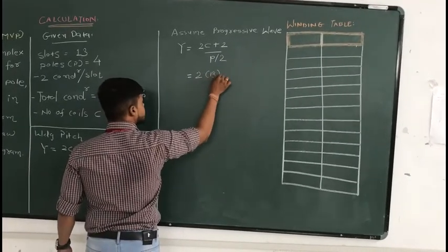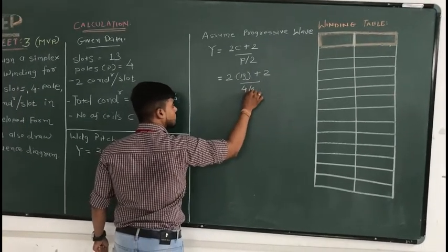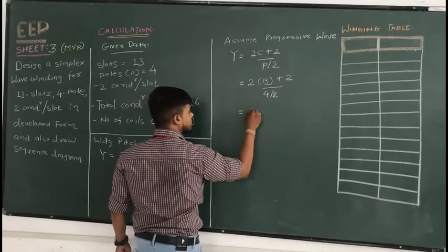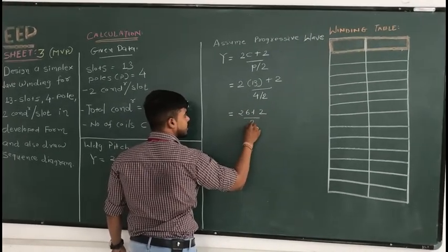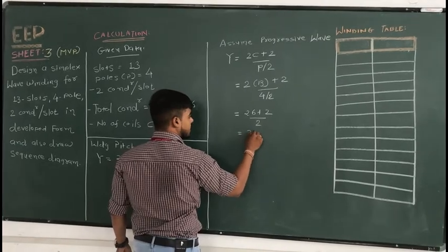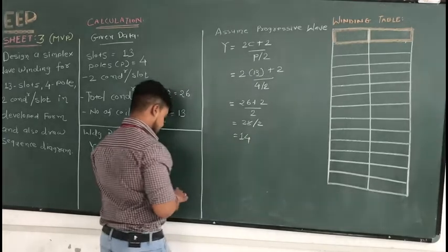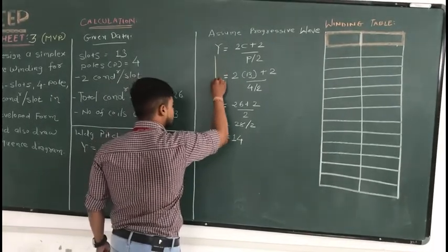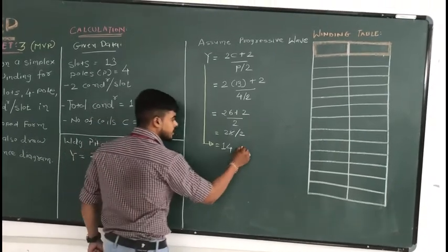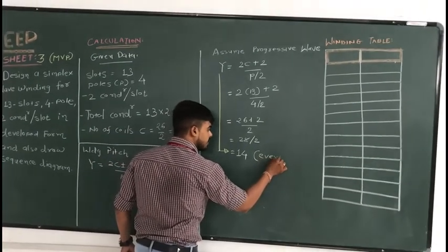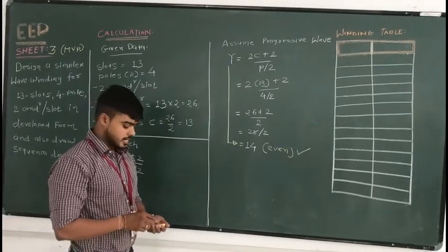2C, where C is equal to 13, plus 2, divided by 4 by 2, is equal to 26 plus 2 divided by 2, is equal to 28 by 2, is equal to 14. This is our winding pitch Y, 14, and it is an even number. That's why our first condition is satisfied.